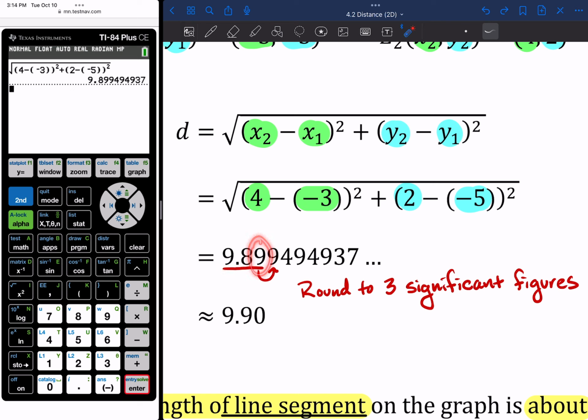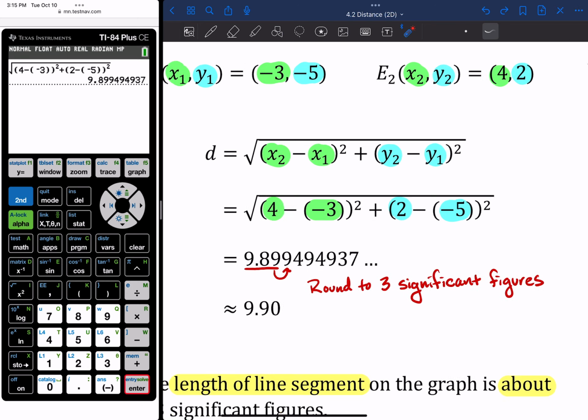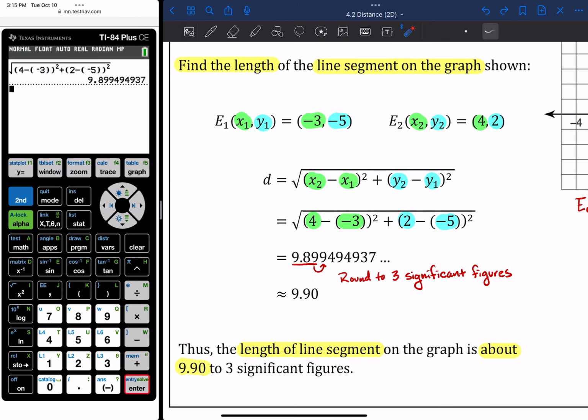With the last digit right here, I look to the right. Hey, it's another 9. That's 5 or more, so this 9 goes up to 10. But I can't just write 10 there, so that 1 carries over. So essentially, I get 0, but that 1 carries over. 1 plus 8 gives me 9. Another way to think about it is this is 89. Based on the 9 to the right, I take 89 and round it to 90. Either way works, but the approximate value rounded to three significant figures is 9.90. Remember, this 0 is significant because it's a trailing 0 of a decimal number.